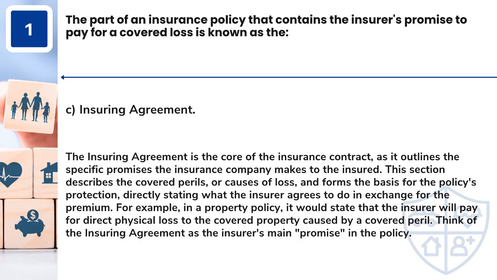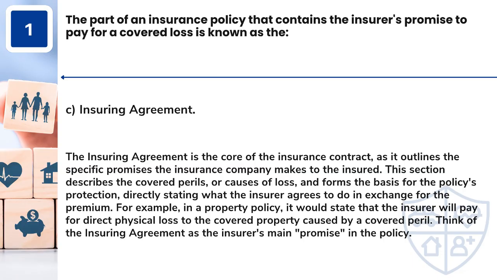Answer: C. Insuring agreement. The insuring agreement is the core of the insurance contract, as it outlines the specific promises the insurance company makes to the insured. This section describes the covered perils, or causes of loss, and forms the basis for the policy's protection, directly stating what the insurer agrees to do in exchange for the premium.